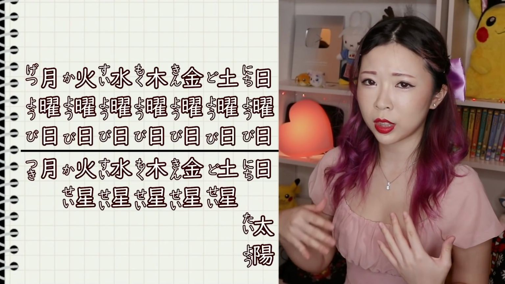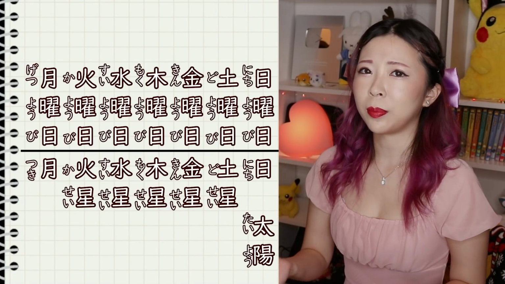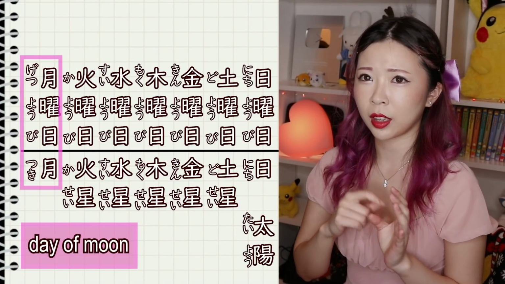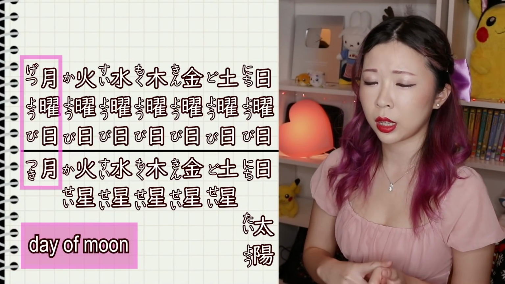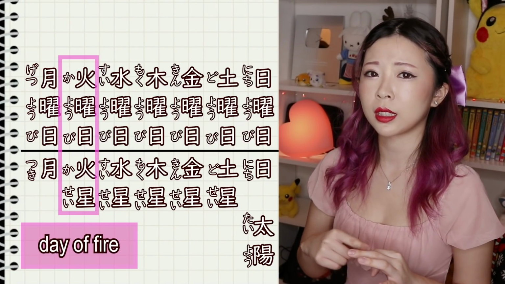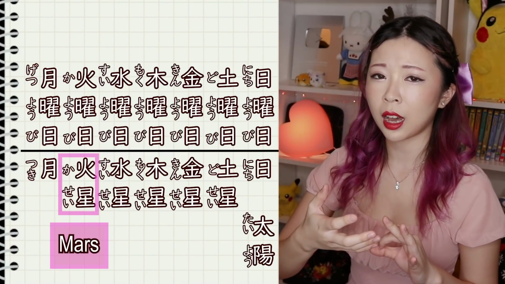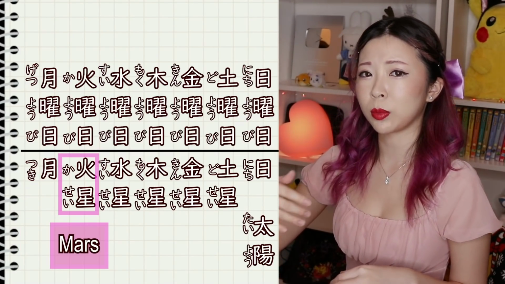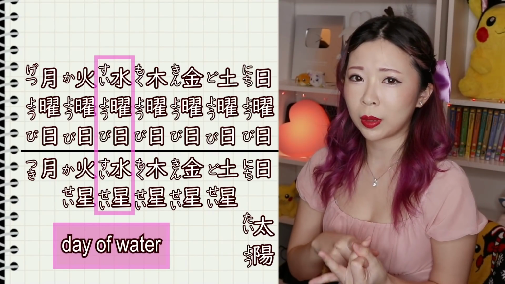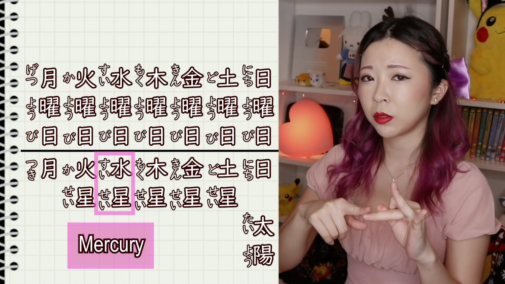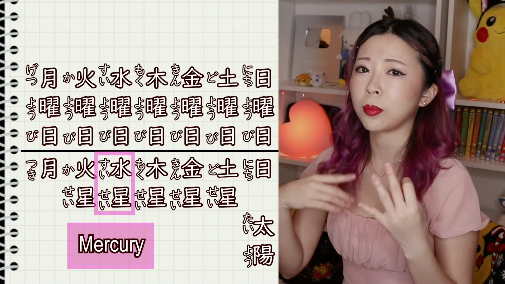All the words for the days of the week are based on the planets. So getsuyobi, that's the day of moon actually. Kayobi, that's literally the day of fire. But this ka refers to kasei, which means Mars. Suiyobi, that's literally the day of water. But again, sui refers to suisei, Mercury.